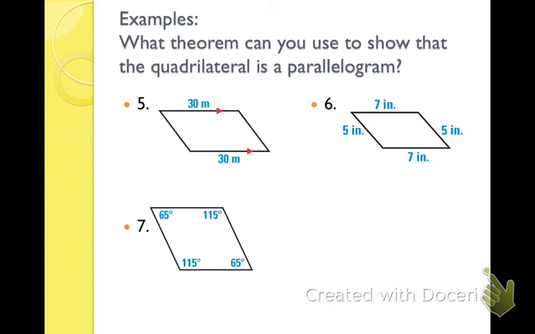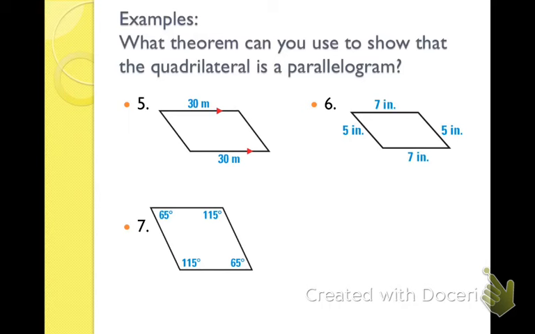Okay. So, a few more examples here. What theorem can you use to show that the quadrilateral is a parallelogram? Don't do it by the theorem number. I don't want you to memorize them by the theorem number. I want you to know what the theorem is, the idea. So what idea tells us how we would know 5 is a parallelogram? Look at the ones you just wrote down. Which one applies here? Eric.